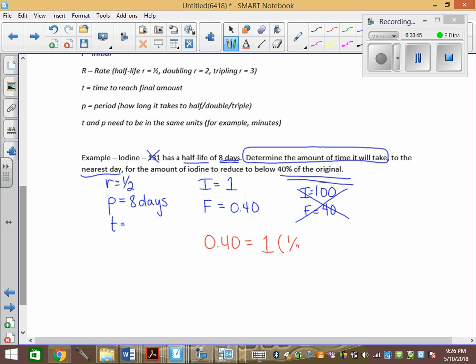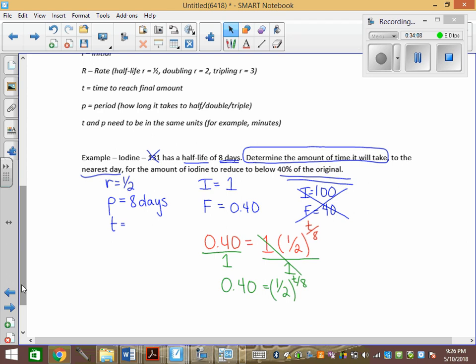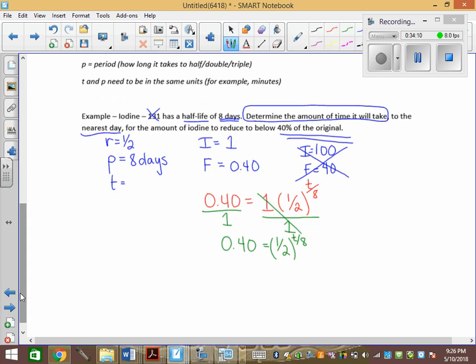Half-life, so R is a half, equals T, which we don't know, over P, which is 8. I always tell you to divide your I over. I know in this case it's silly because it's a 1 and 1 isn't going to change anything, but I'm proving a point. So we get 0.40 equals 1/2 to the T over 8. And with logarithms, we'll be able to solve this. We could try common base, but for now, we're just going to do y1, y2.